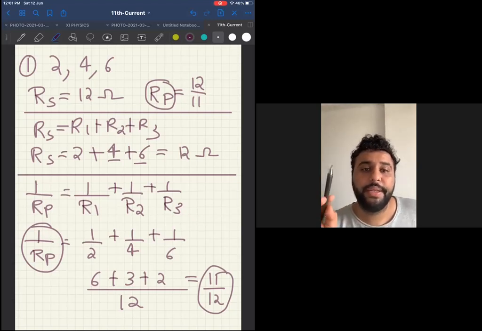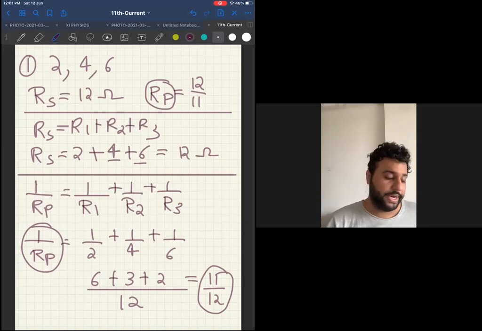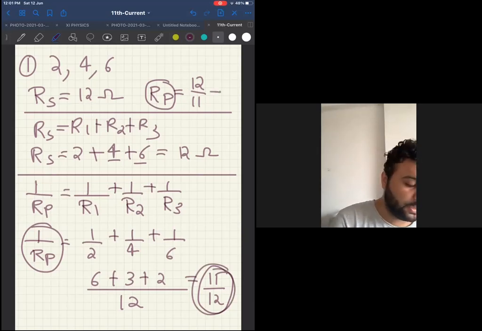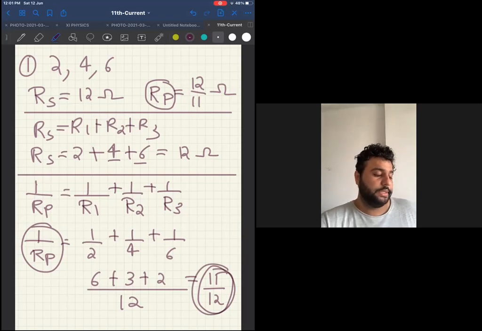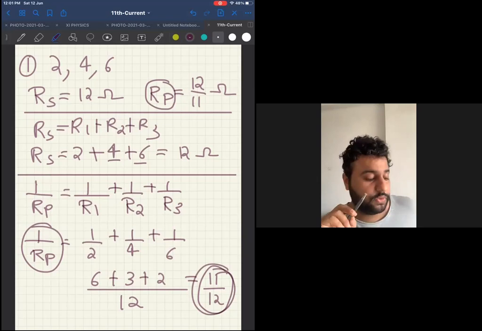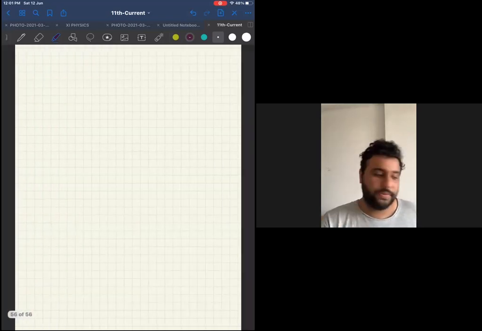Okay, others, tell me. All of you, did you understand how to get it? Don't make the mistake of leaving it at 1 by RP. You have to flip it and make RP and also write the unit ohm because that also carries marks. Okay, so this is how you get the answer for RS and RP. So now I'll take you to the next question.